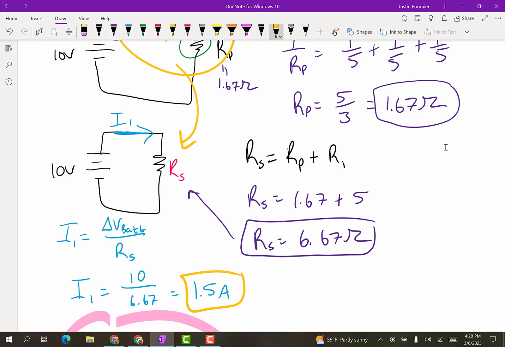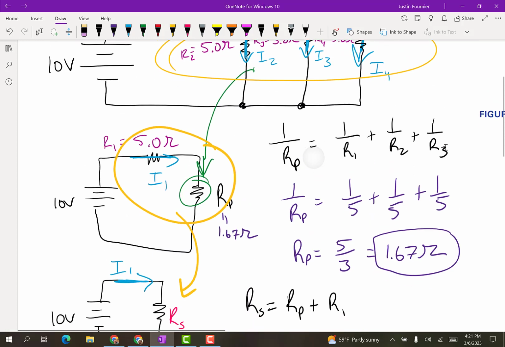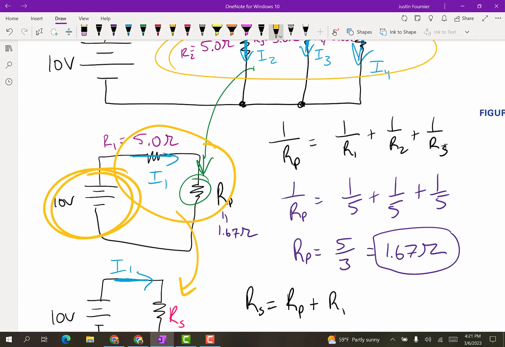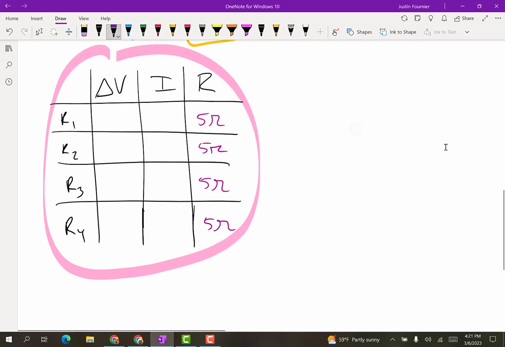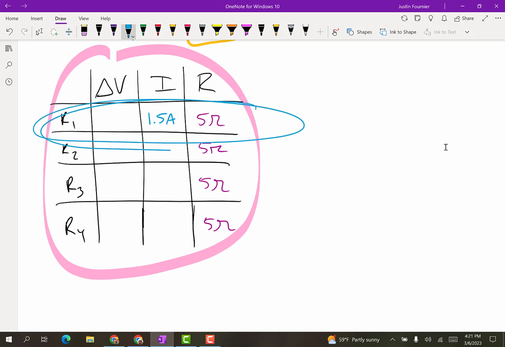Nailed it. All right. And so that's the current going through the battery, which, as we said before, has to be the current going through R1. So I can plug that in for R1. The current going through there is 1.5 amps. And once again, once you have a current, you can use Ohm's law to figure out the voltage drop across R1. So let's go ahead and do that.